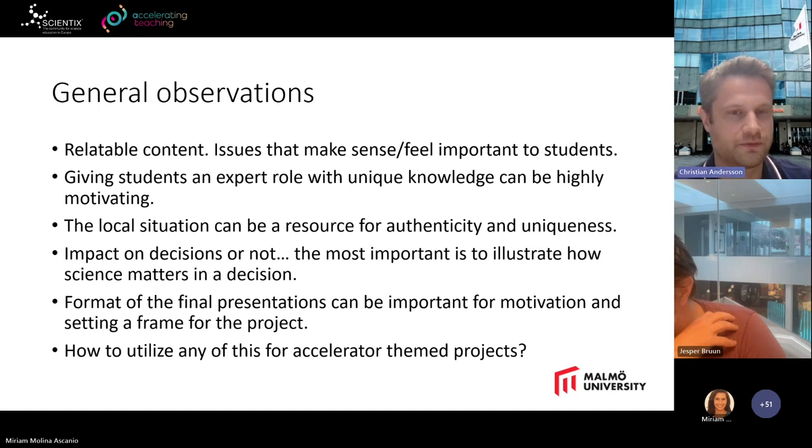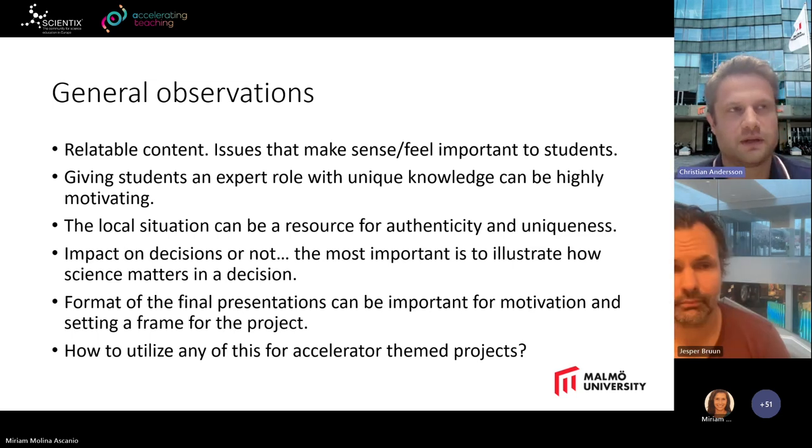Finally, the format of the final presentations in such projects seems to me to be important for formatting the entire experience for students. If you know from the start that you will write that letter to the authorities, then that sort of formats your entire experience of the project. But as you know, this is a MOOC about accelerating your teaching and particle accelerators. So these three examples were not about accelerators. Hopefully they gave some idea about what social scientific issues projects can be.